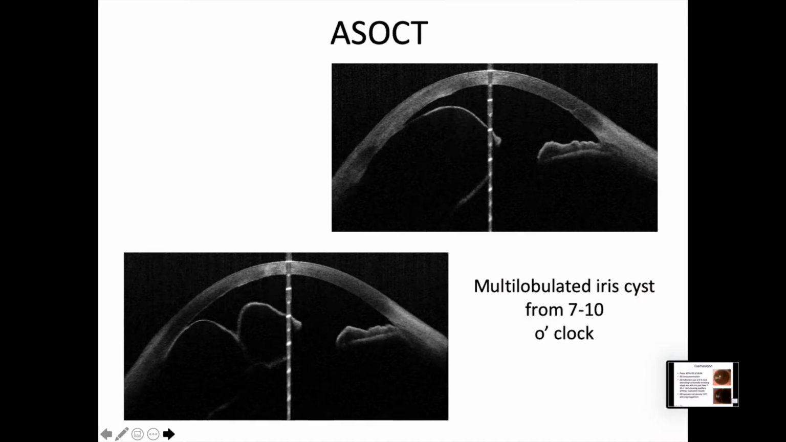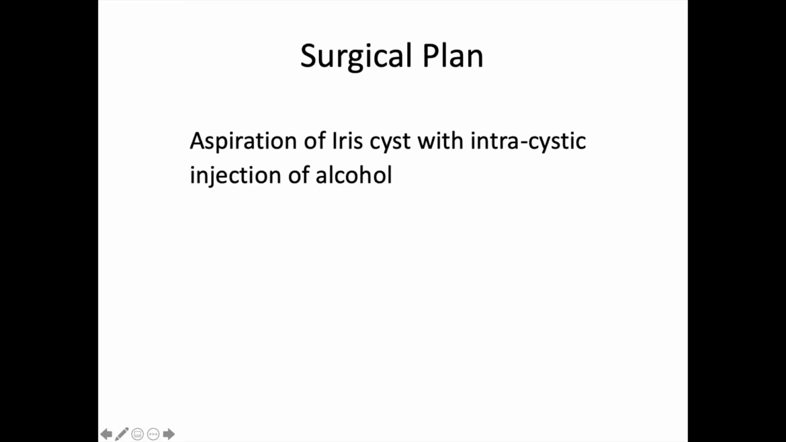Anterior segment OCT showed a multilobulated iris cyst from 7 to 10 o'clock position. So the diagnosis of iris stromal cyst secondary to trauma was confirmed, and the surgical plan was aspiration of iris cyst with intracystic injection of absolute alcohol.